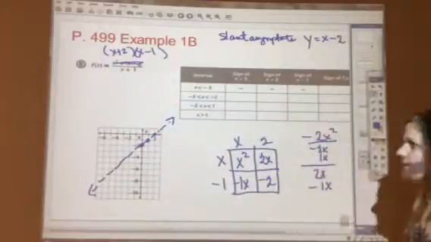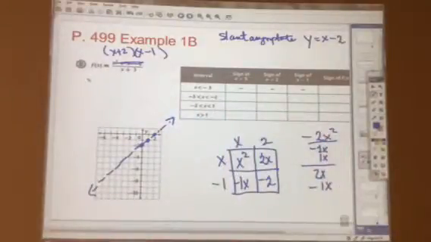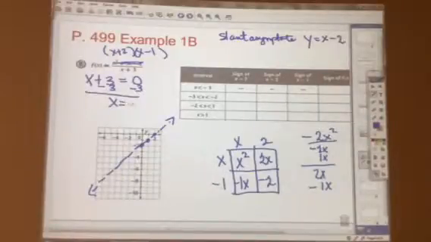How do I get a vertical asymptote? Set the denominator equal to 0. Subtract 3. X equals -3. That right there is my vertical asymptote. So I'm going to draw it on my graph, a vertical asymptote.